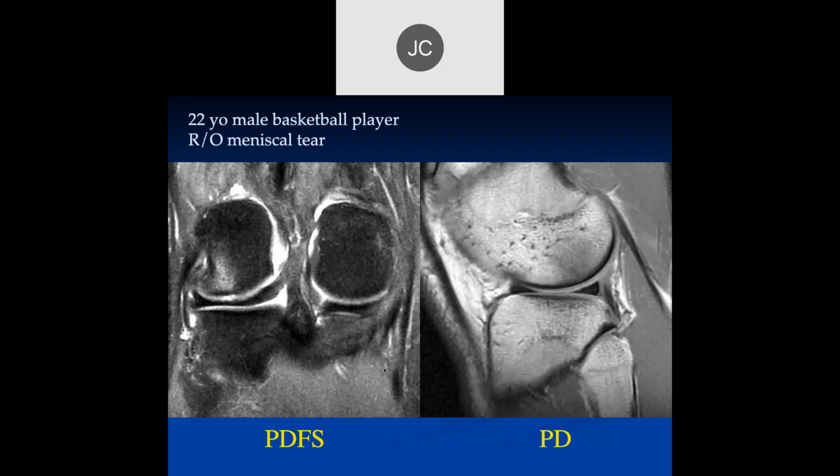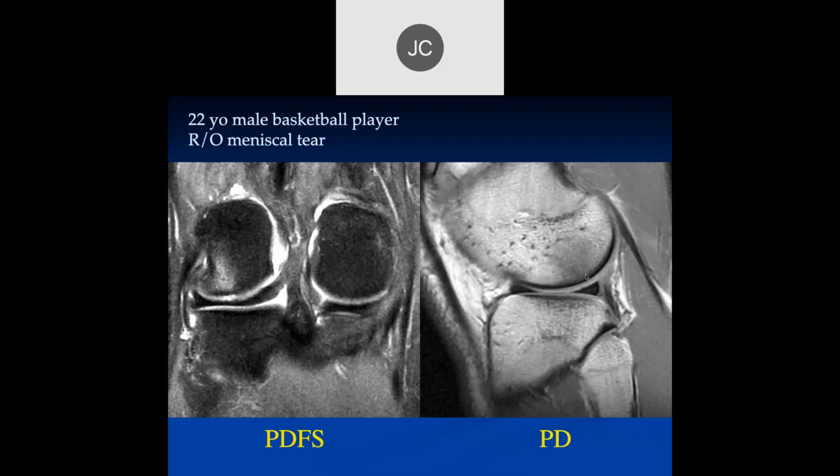22-year-old male basketball player, rule out meniscal tear. At least on our two images here, I think the meniscus on the lateral side is intact, but there is a focal, full thickness chondral lesion there with subchondral edema. Right. And here this is just a PD image, which we don't routinely perform anymore.